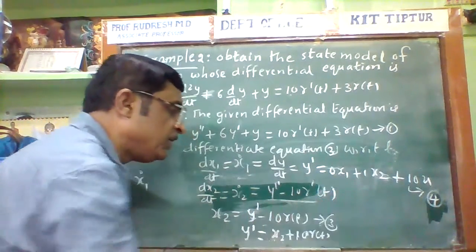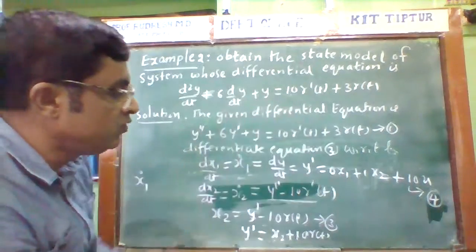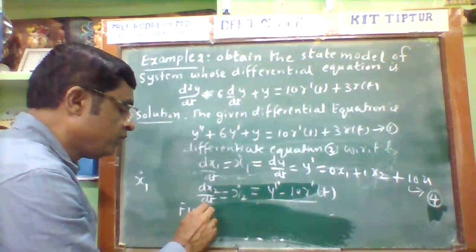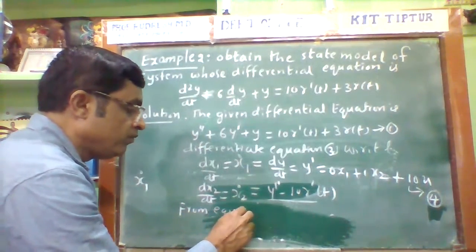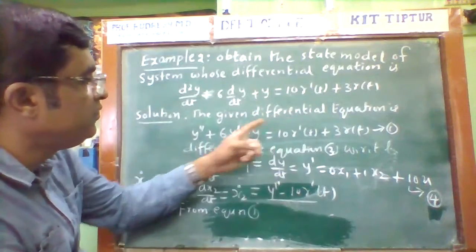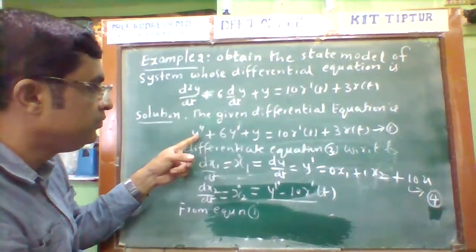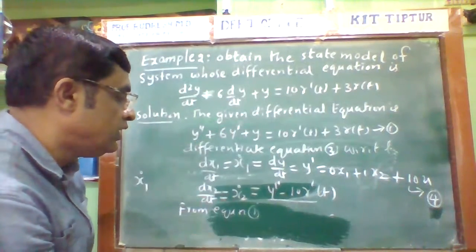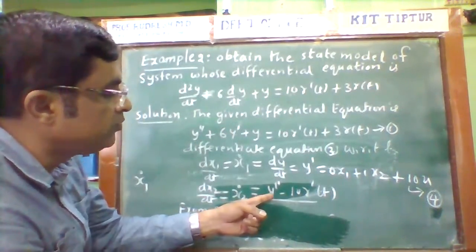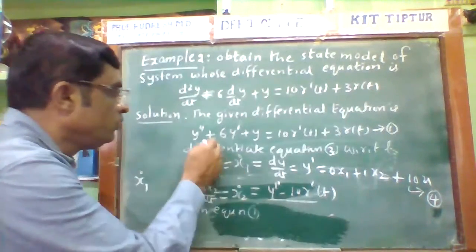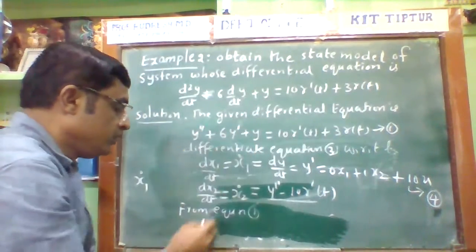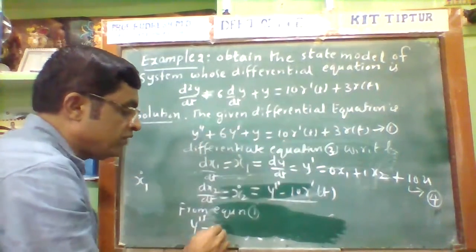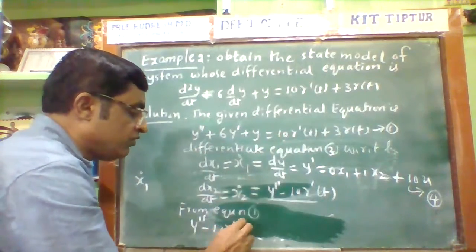I need to find this value from equation 1. From equation 1, what is the value of y double dash? We need to derive the value of y double dash minus 10 into r dash of t. Now, what is the value? y double dash, if I take it to the left hand side, then this r dash of t.